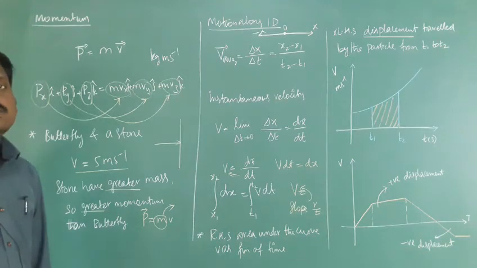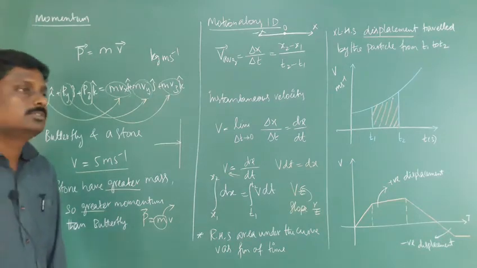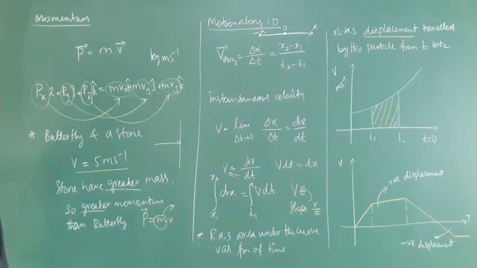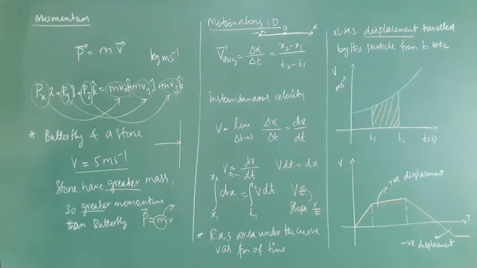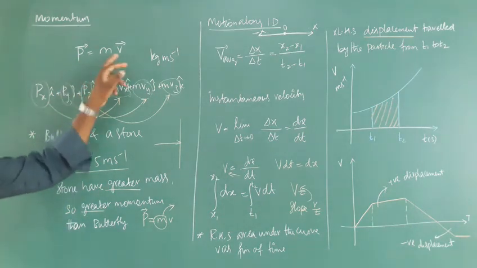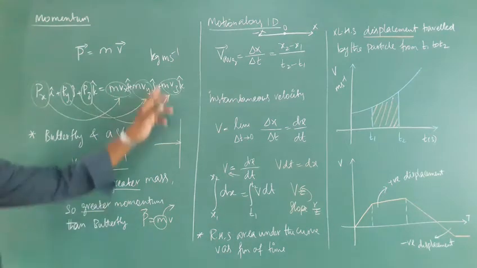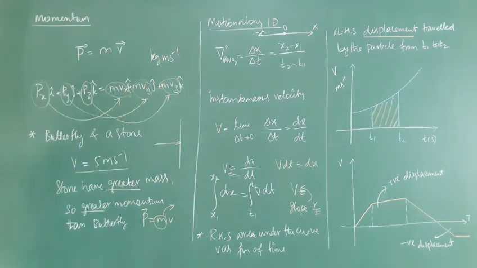Good morning students. In this class we are going to discuss momentum. Momentum is a vector. The direction of the vector is the direction of the velocity. The magnitude of momentum is the product of mass and velocity. The unit of momentum is kilogram meter second power minus 1.